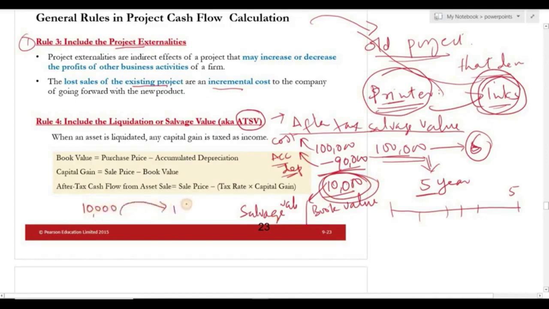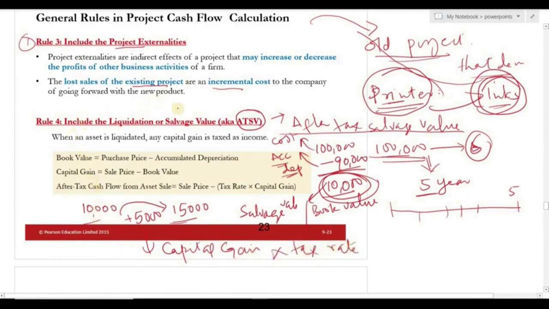Okay, so according to books, the worth of this car is now 10,000, but when we sell it in the market, we can sell it for 15,000 instead of 10,000, right? So it means we can earn 5,000 extra. So it is called capital gain, right? So when you have capital gain, of course you pay tax rate.